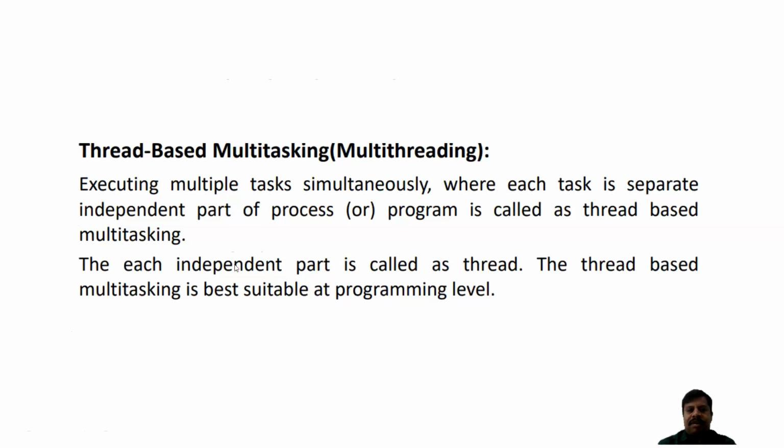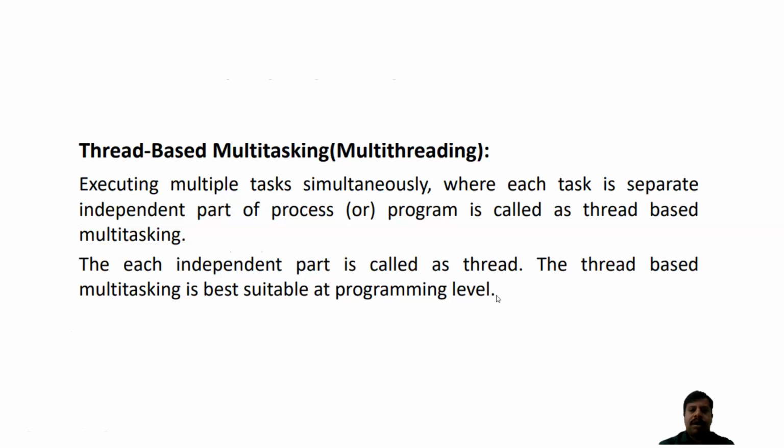For example, we have a big program. That program contains some portions which are independent. We can separate that portion, and it can be executed simultaneously while the program is being executed. Okay, we will see in the further slides how it will be possible. Each independent part is known as a thread, and thread-based multitasking is best suited for the programming level.